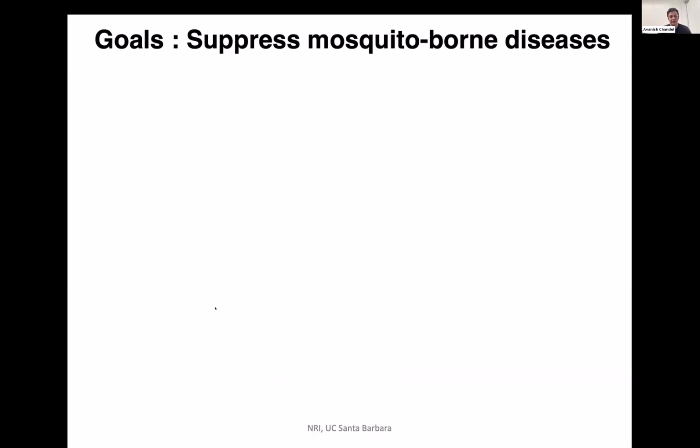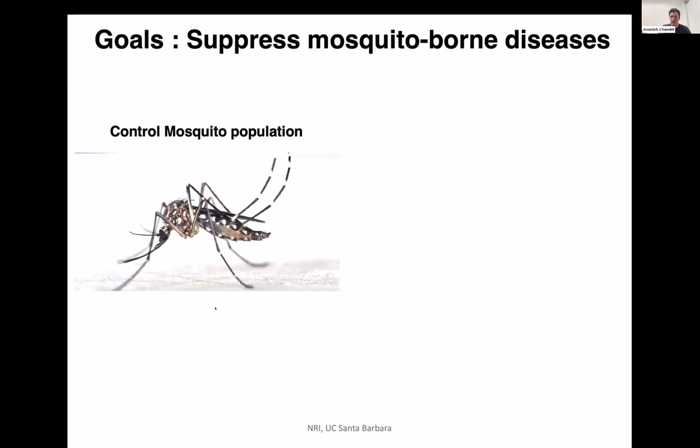Now, the ultimate goal of mosquito research is to reduce the burden of mosquito-borne diseases. This can be approached in two ways. One is by controlling the mosquito population through methods like insecticides or genetic strategies such as the sterile insect technique. However, these approaches come with concerns, as mosquitoes play a very important role in the ecosystem. They are part of the food chain and also serve as pollinators. So completely eliminating them could disrupt natural ecological processes.